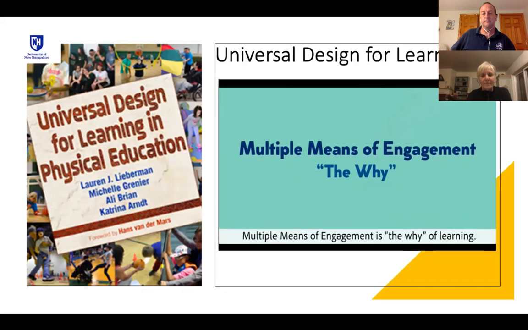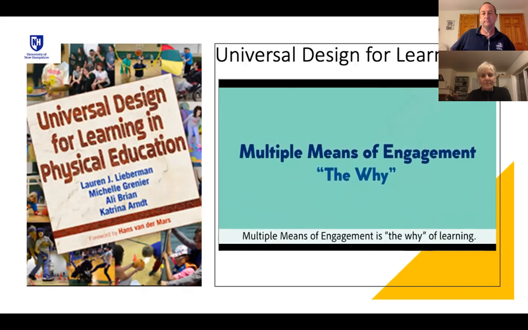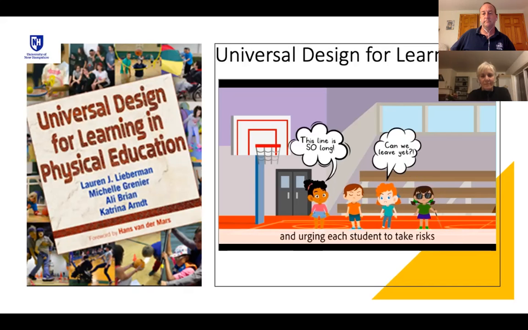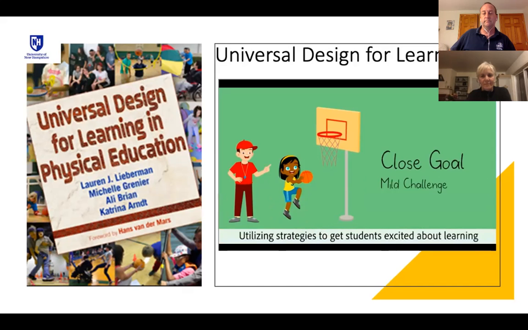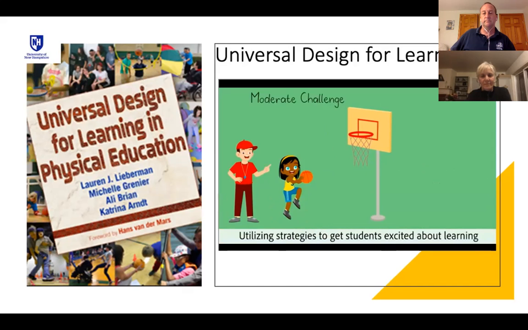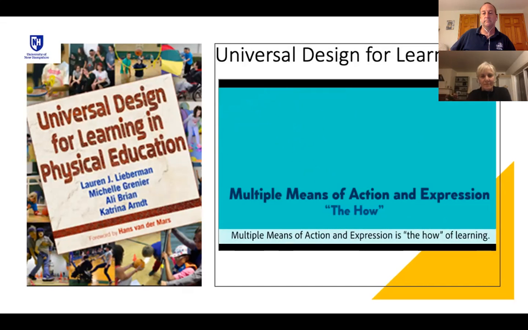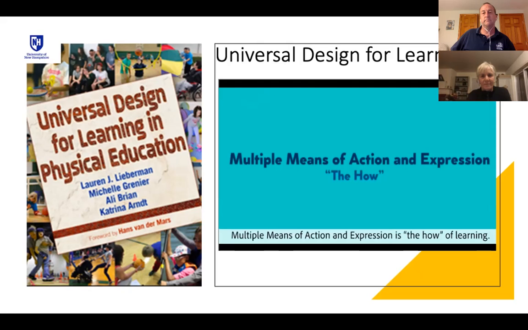Multiple means of engagement is the why of learning. The first thing to consider in this area is reducing students' discomfort and distraction and urging each student to take risks without being forced out of their comfort zone. Utilizing strategies to get students excited about learning, to help them sustain interest in learning tasks, and to know and regulate themselves. Multiple means of action and expression is the how of learning.